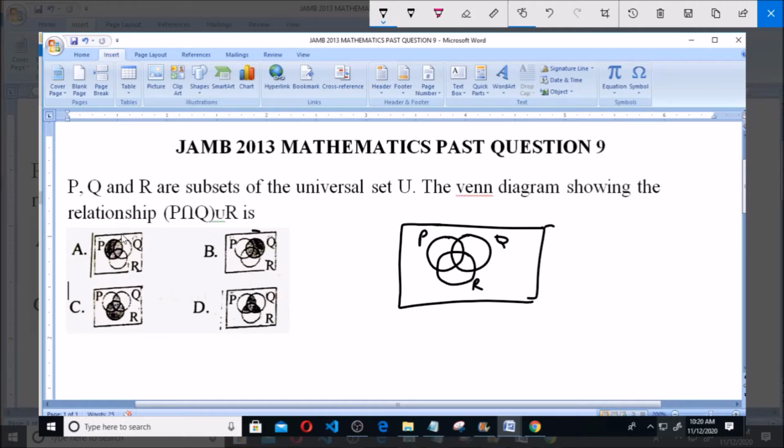Now the question says relationship showing P intersects Q. Now let's pick P intersects Q. P intersects Q is this point entirely, because this is P and this is Q, so the entire point here is P intersects Q. Now it also says union, that is, and R, so meaning the entire aspect of R, which is this, is the entire aspect of R.